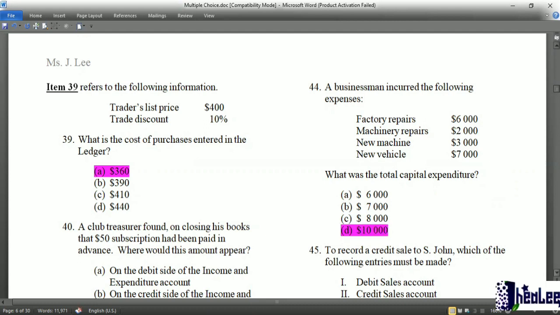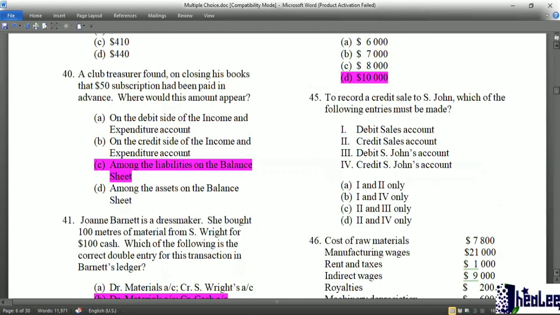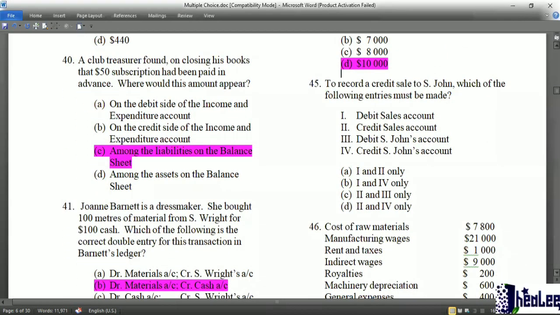capital expenditure. Number 45, to record a credit sale to S. John, which of the following entries must be made? So that is credit sales to S. John, and that would be your sales account will be credited. So credit sales account and debit S. John. So our response there is C, 2 and 3 only.